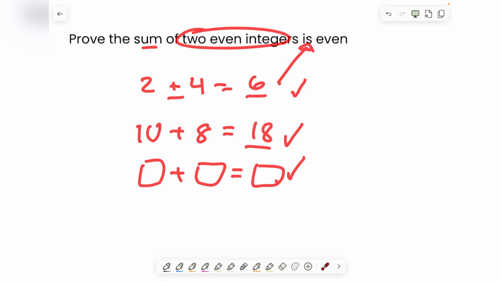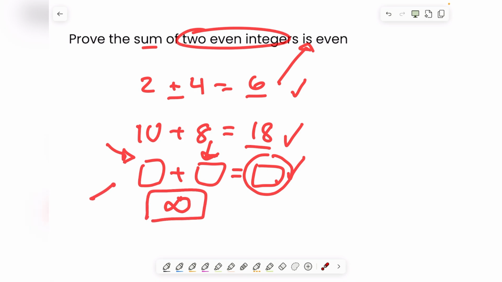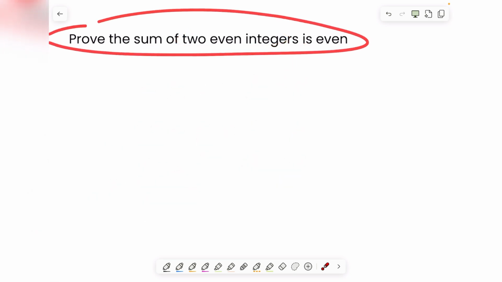trying to prove, but we don't have the time to plug in every single combination of two even integers and check if the sum is even because there's an infinite number of even integers. So because it's impossible to sit here and actually figure out if for every two even integers we pick, the sum is even, we have to prove that this is true using logic.